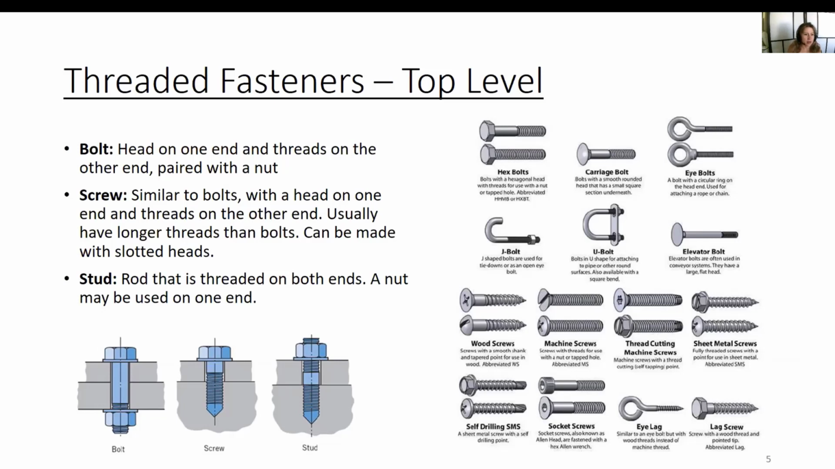A stud is a rod that is threaded on both ends, and a nut may be used on one end. I've posted a document on Canvas that is similar to what you see here, showing different types of fasteners and their characteristics, and you'll be referencing this document for a couple of questions on your quiz.